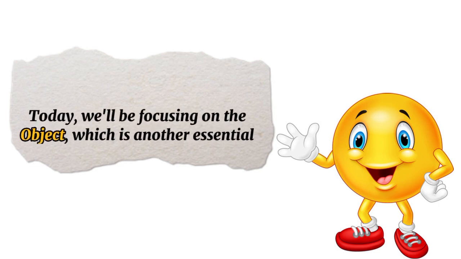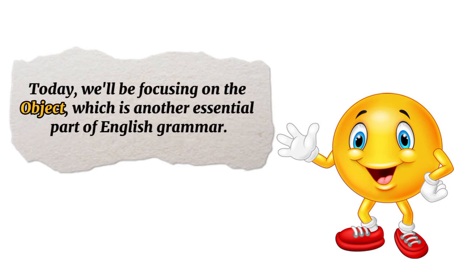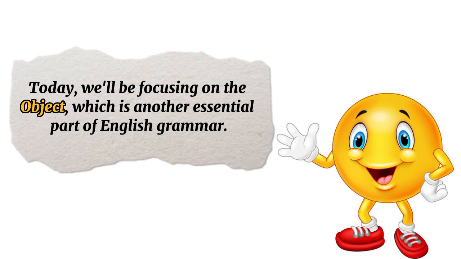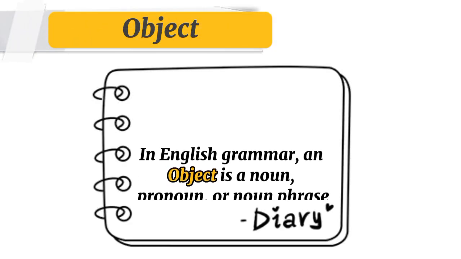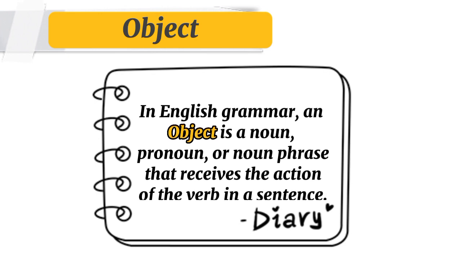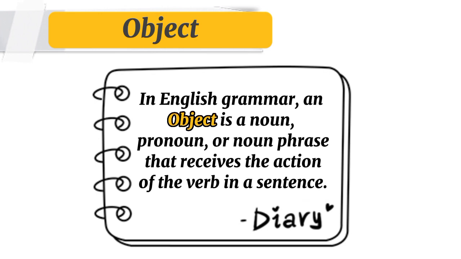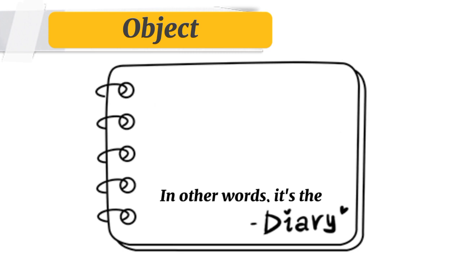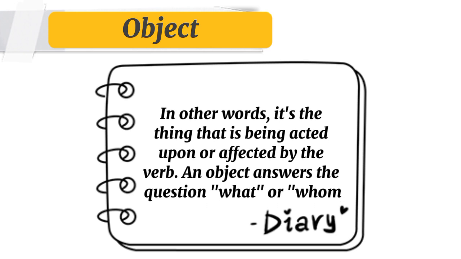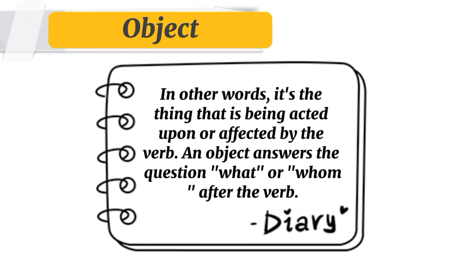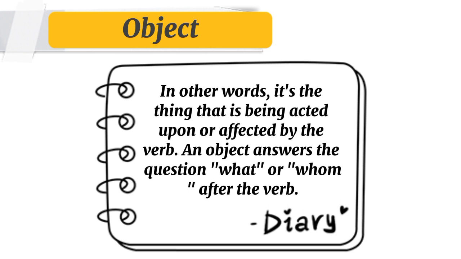Today, we'll be focusing on the object, which is another essential part of English grammar. So what is an object? In English grammar, an object is a noun, pronoun, or noun phrase that receives the action of the verb in a sentence. In other words, it's the thing that is being acted upon or affected by the verb. An object answers the question what or whom after the verb.